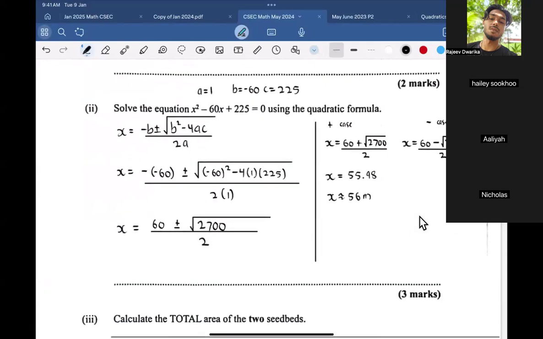Right? And what's the other one? 4.02 meters. That's basically 4. Okay.